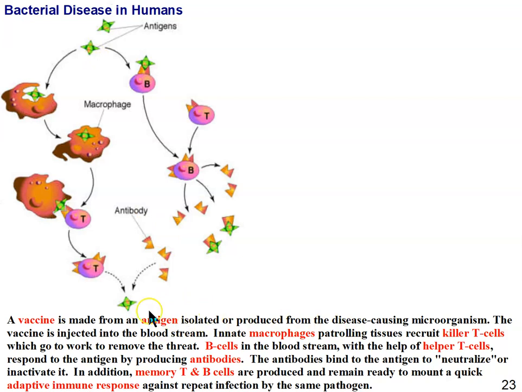So this is a piece of the pathogen or the pathogen that's been changed so it can't make you sick. The vaccine is injected into the bloodstream. The antigen is injected into the bloodstream.